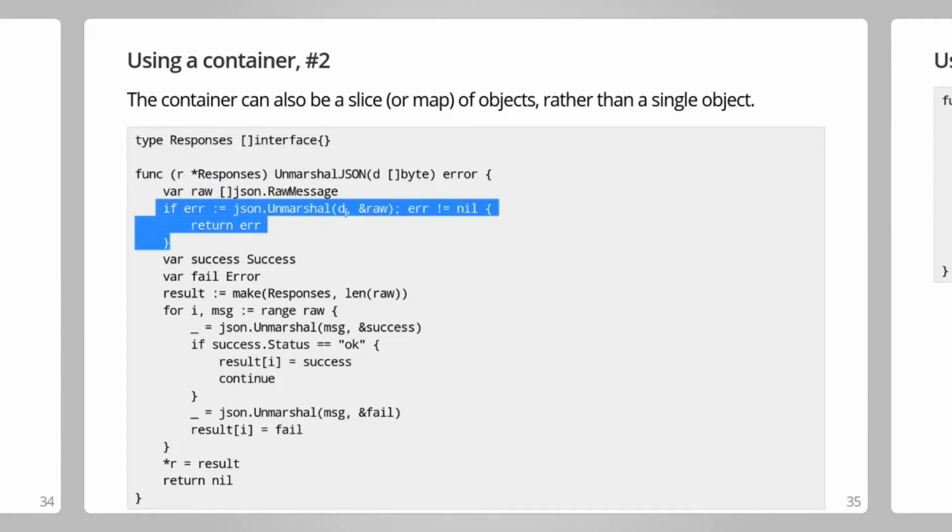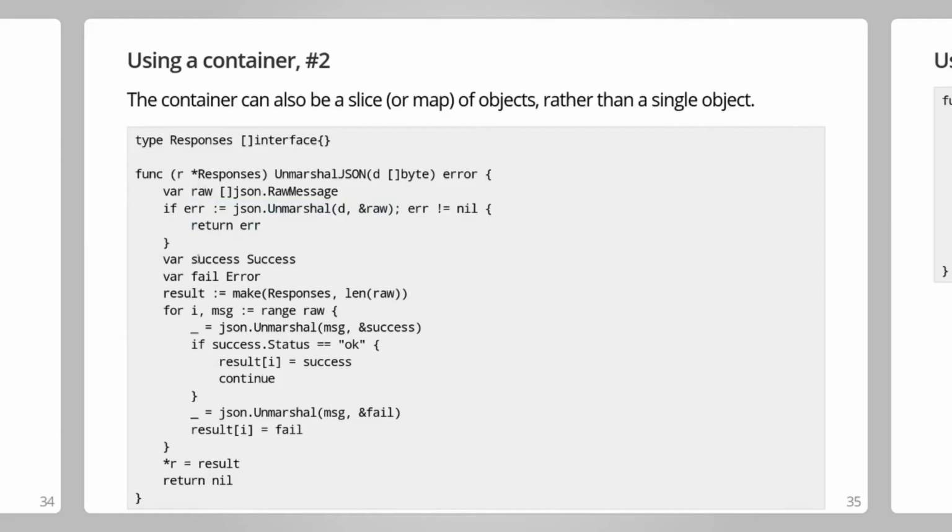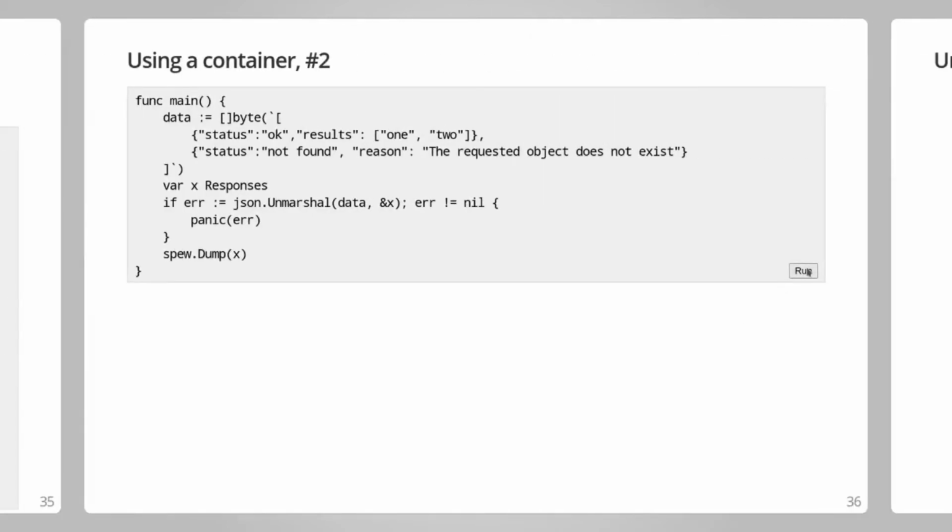So I unmarshal into my slice of JSON raw message. Then I define a success and a fail value, similar to before. Then I pre-allocate a result slice of the same length as my input, and then I loop through my input. For each value in my raw input slice, I unmarshal to the success struct. If the status value is okay, then I assign that success value to the result, and I continue. If it's anything other than okay, then I unmarshal to fail, and I set that value to the result. At the end, I set the result to the receiver, and I return nil. So you can see it's essentially the same logic as before, but in a loop this time. Let's look at the example.